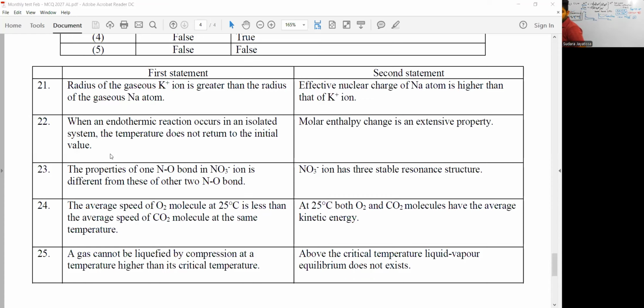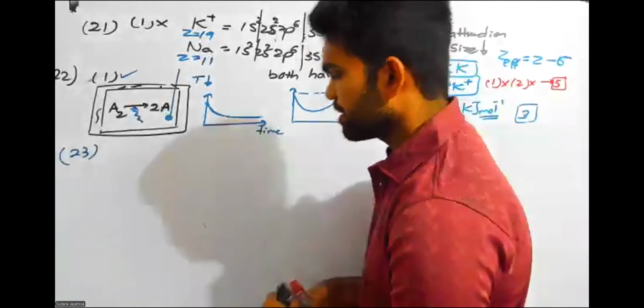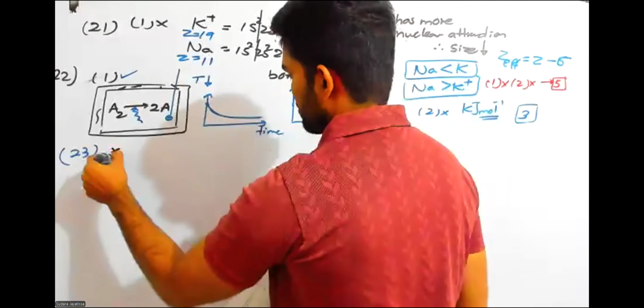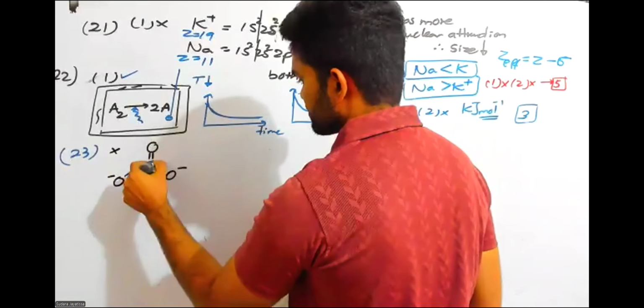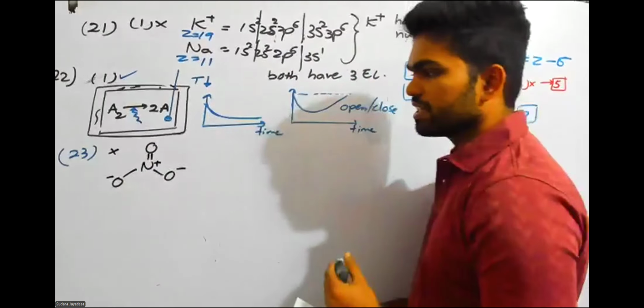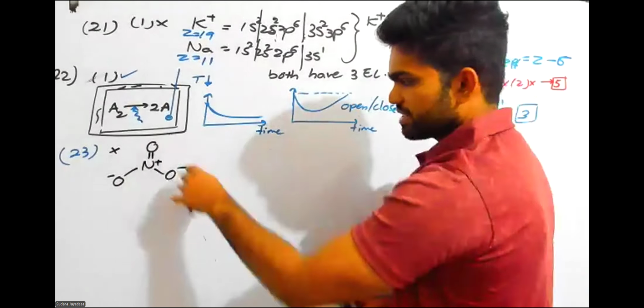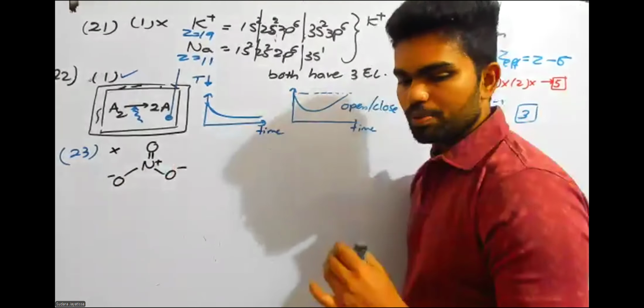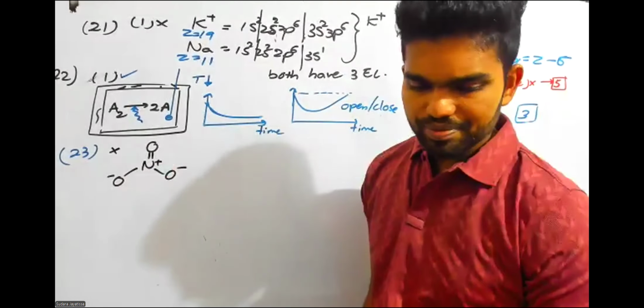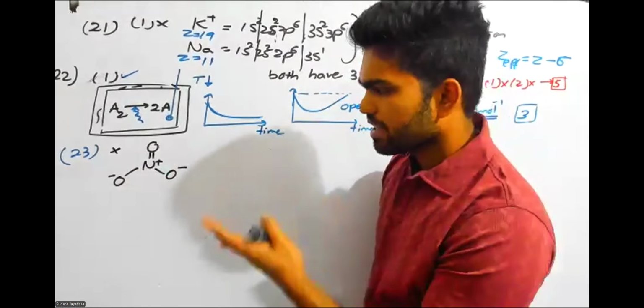The properties of one NO bond in the NO3 minus ion is different from those of the other NO bonds. So it's wrong. Why? Because if you take NO3 minus, this is the Lewis structure. You put the lone pairs and everything, and this is the bond structure. If you just think about this one, you might think the given statement is correct, because you will see one is a double bond and others are single bonds.